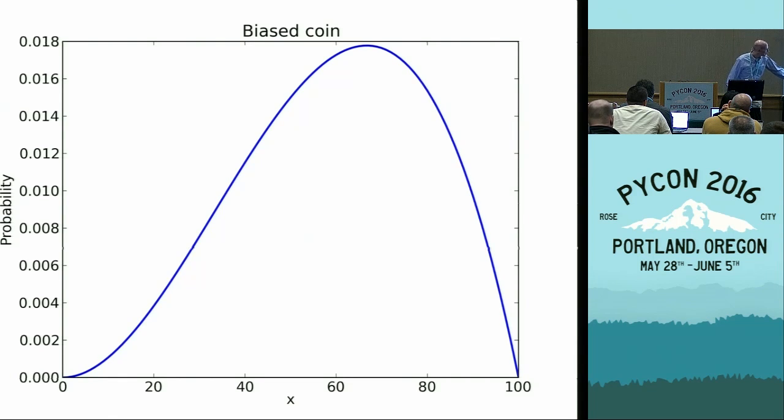Okay? 0 has been eliminated. 100% has been eliminated. Things in the middle seem possible. Where do you think the peak of that curve is? What do you think the most likely value is? 66%, 2/3, which is the observed proportion of heads. And that will be true in general. The peak of this curve will always be the observed proportion. But the width of this curve is telling me how confident I should be in that.